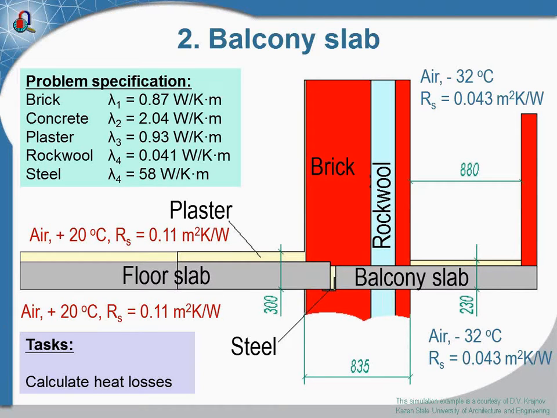Our task is to calculate the heat losses for this cold breach. All dimensions are in millimeters. The air outside has the temperature of minus 32 degrees Celsius, and the air to wall thermal resistance is 0.033. The air inside the building has the temperature of 20 degrees Celsius, and the air to wall thermal resistance is 0.11.